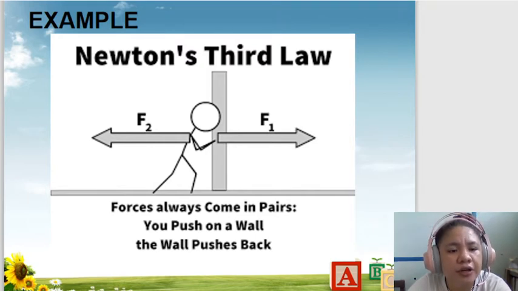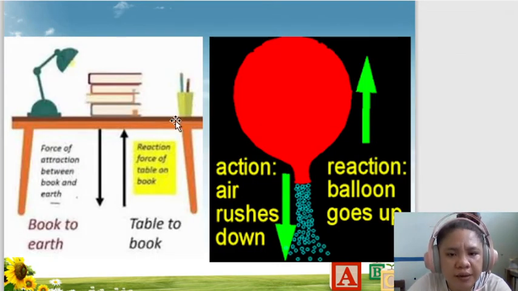Let's take these other examples. This table and then the earth, or let's say the floor. The table exerts force towards the floor. The floor also exerts force towards the table so that the table won't actually hit the floor. So they are giving the same forces. The same goes for these books, this lamp, and this container of pens. The table is exerting force against the books, while the books exert the same force against the table.